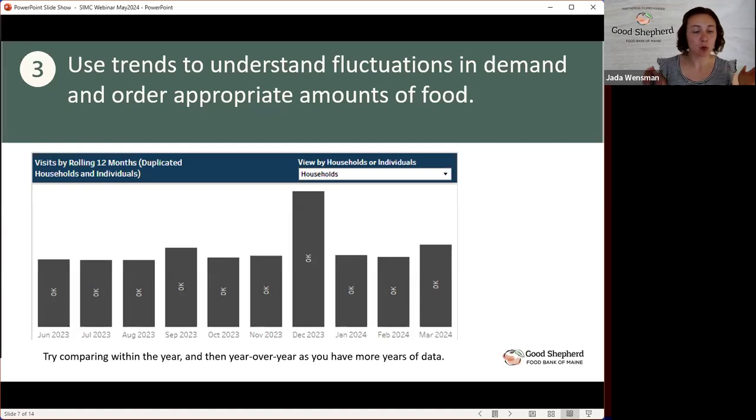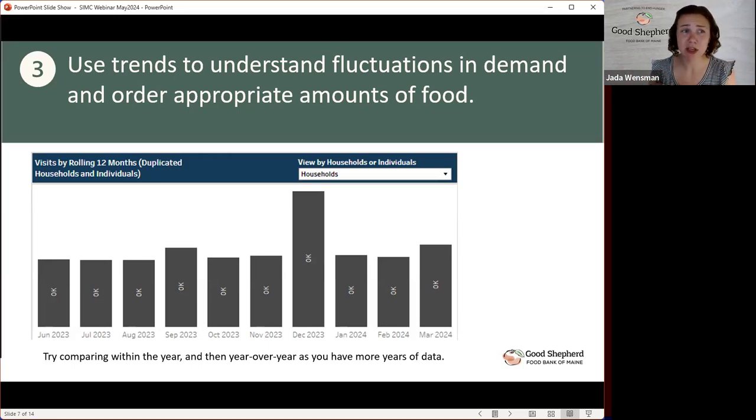And this can be both within the year and then year over year as you have more years of data. So within the year, we might look at this example where I have June through March. And as you can see for this particular pantry, they have a huge spike in December. And that's because they have an additional distribution. They plan for holiday events. They know that they are going to order more food for December.